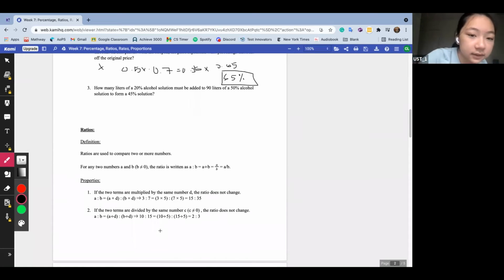How many liters of a 20% alcohol solution must be added to 90 liters of a 50% alcohol solution to form a 45% solution? So it's a bit hard, so you guys can try and I'll explain later.